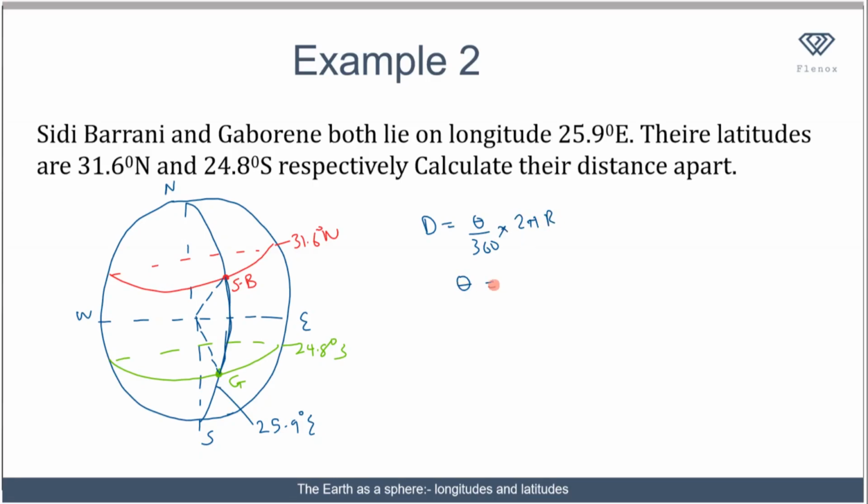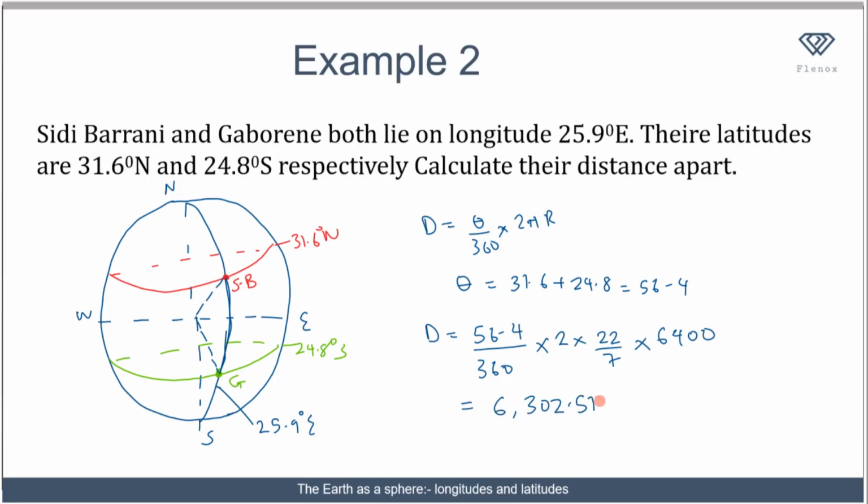Now theta in this case is going to be the summation of these two coordinates. And why is that? Because Sidi Barani lies in the northern hemisphere while Gaborone lies in the southern hemisphere, and since they lie in different hemispheres, what I do to their angle is that I sum them up. So theta will be 31.6 plus 24.8, and that gives me 56.4. So the distance between those 2 points is 56.4 divided by 360, then times 2 times 22/7 times 6,400, which is the radius of the earth, and that gives me what?